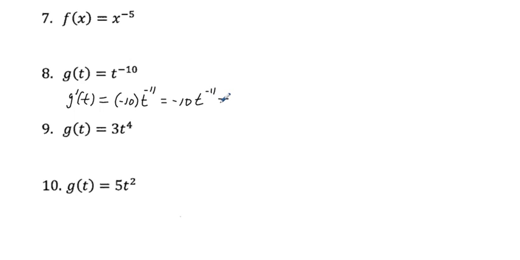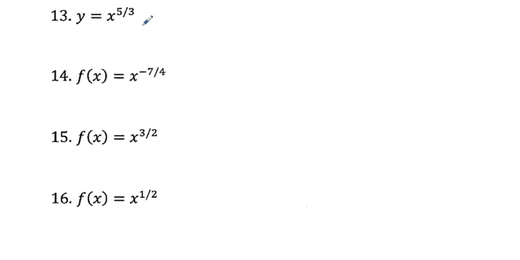And if we wanted to make this with no negative exponents, we would rewrite this as negative 10 over t to the 11th power. So there we have g prime of t.